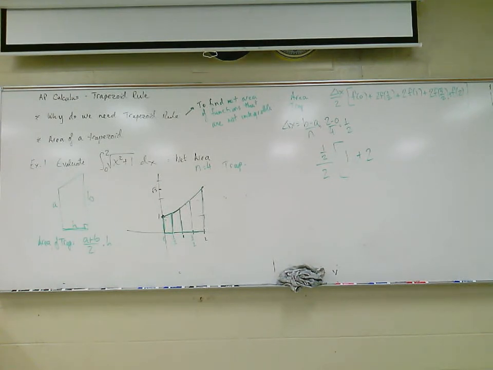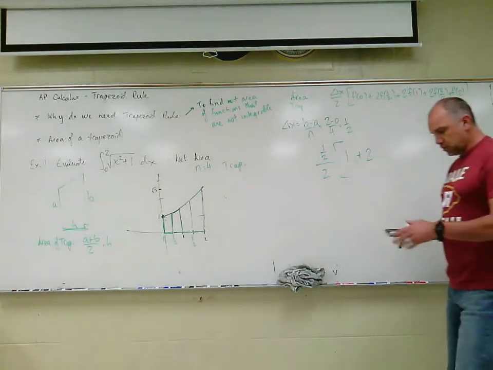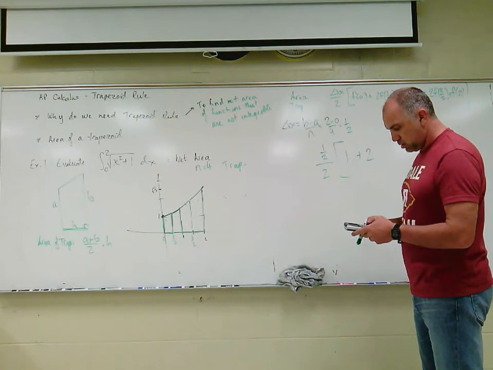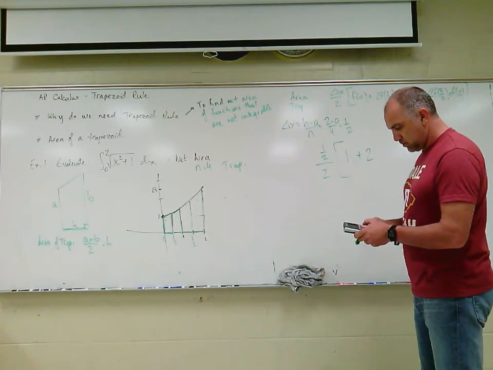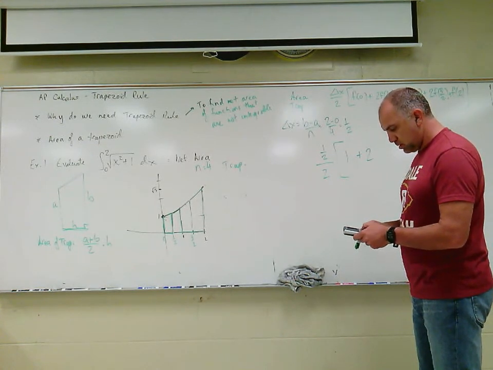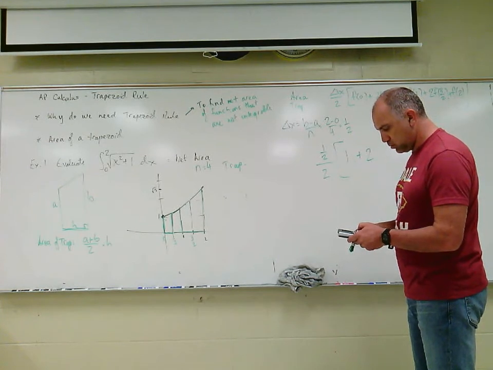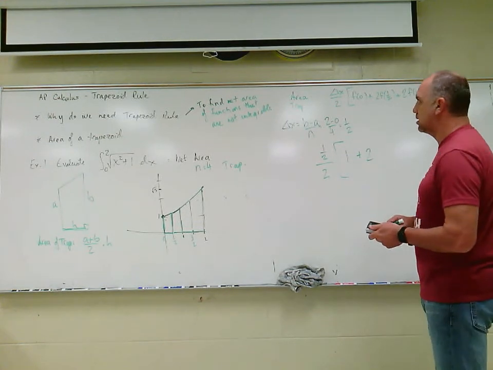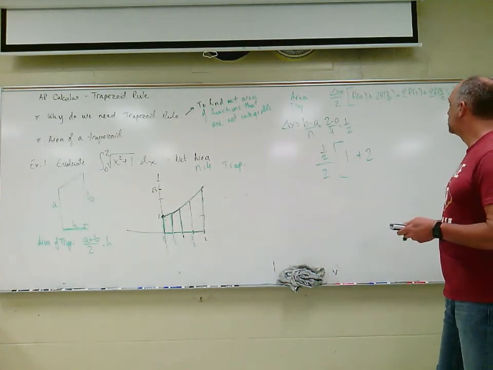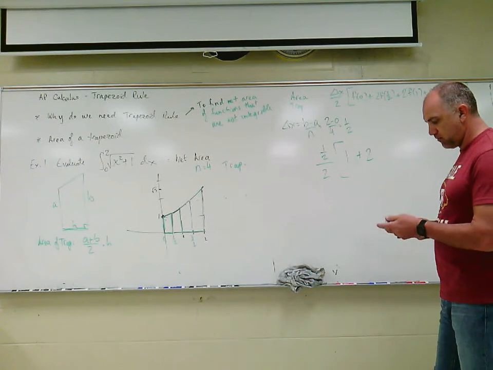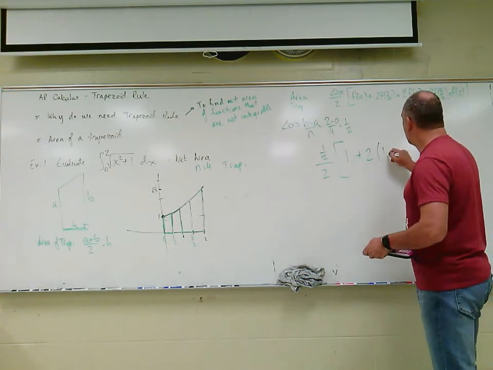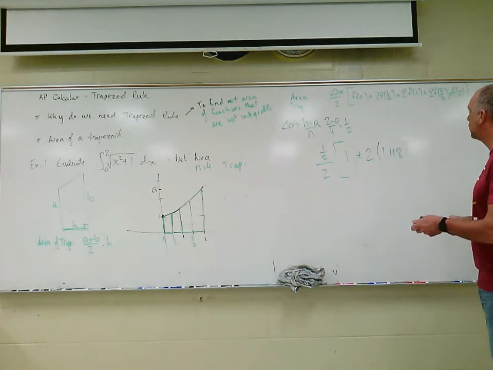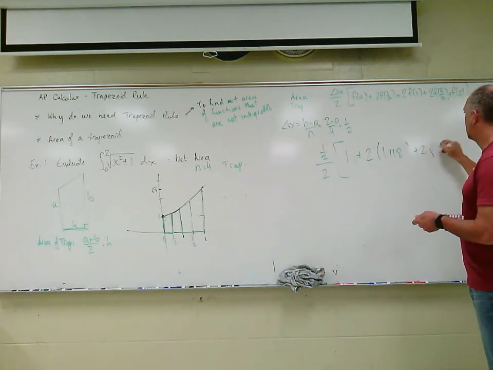Let's see. On my calculator I'm just going to type in the function, the square root of x squared plus 1, into my y equals, and then use my table feature, making sure it allows me to type in values myself, which it does. f of 0 is 1, because the square root of 0 plus 1 is 1. 2 times f of a half: plugging in 0.5 and rounding to 3 decimals, I get 1.118. Plus 2 times f of 1, which is the square root of 2.